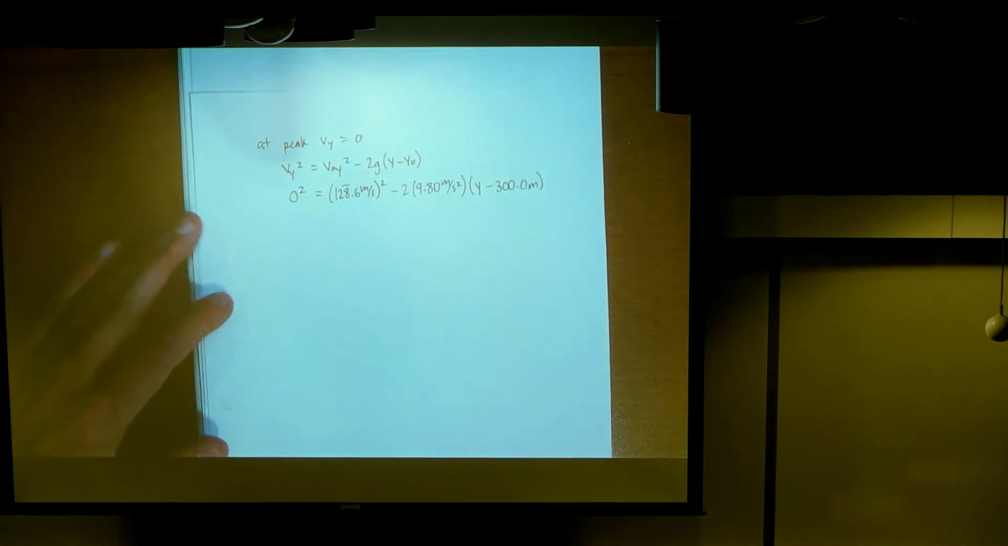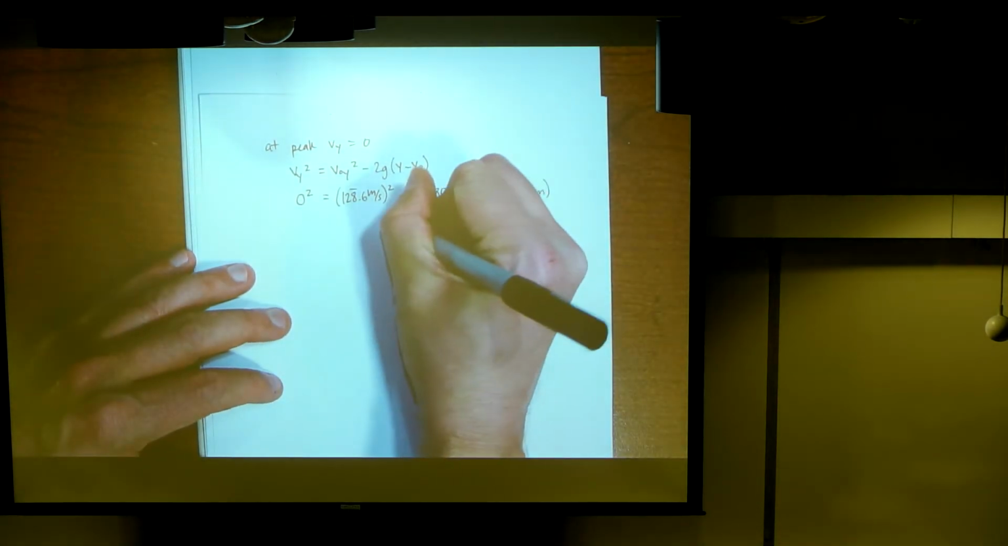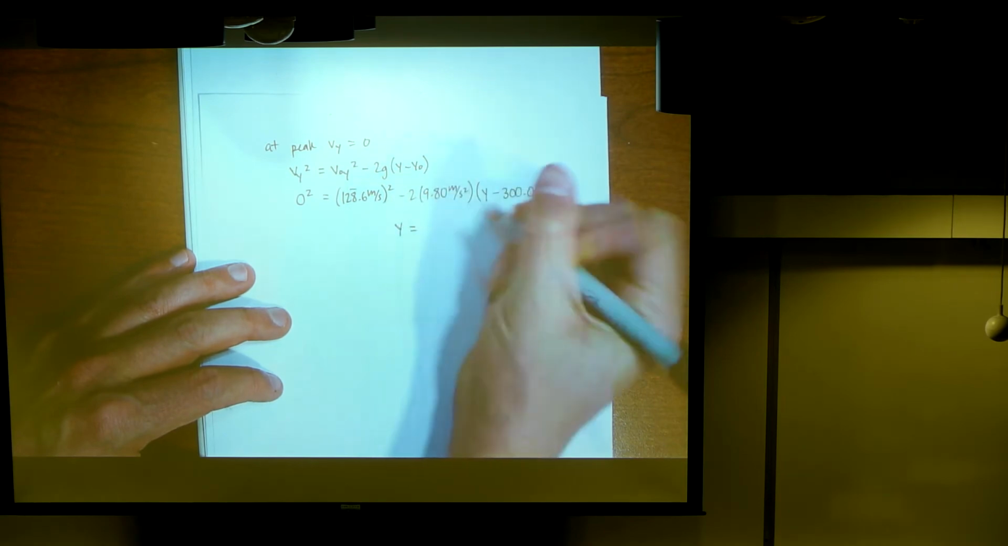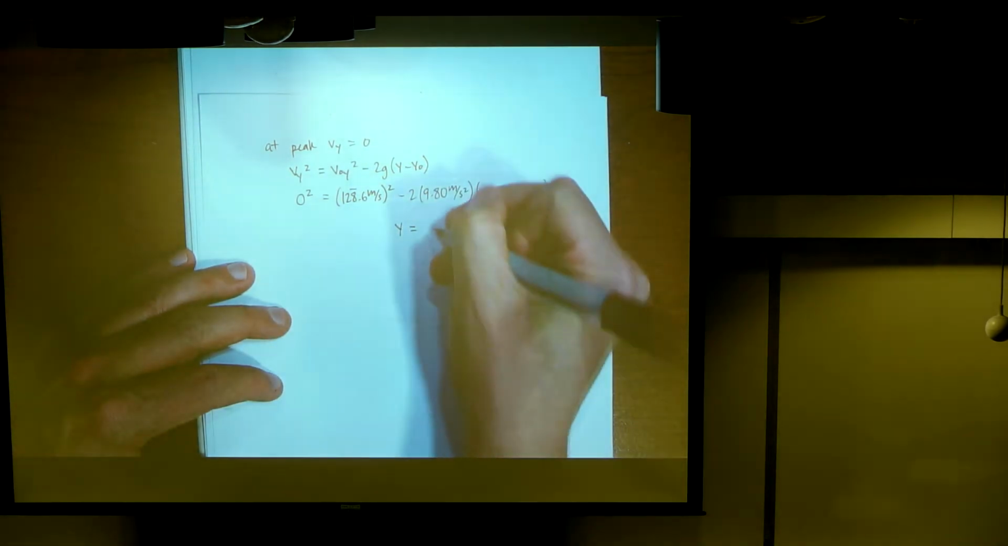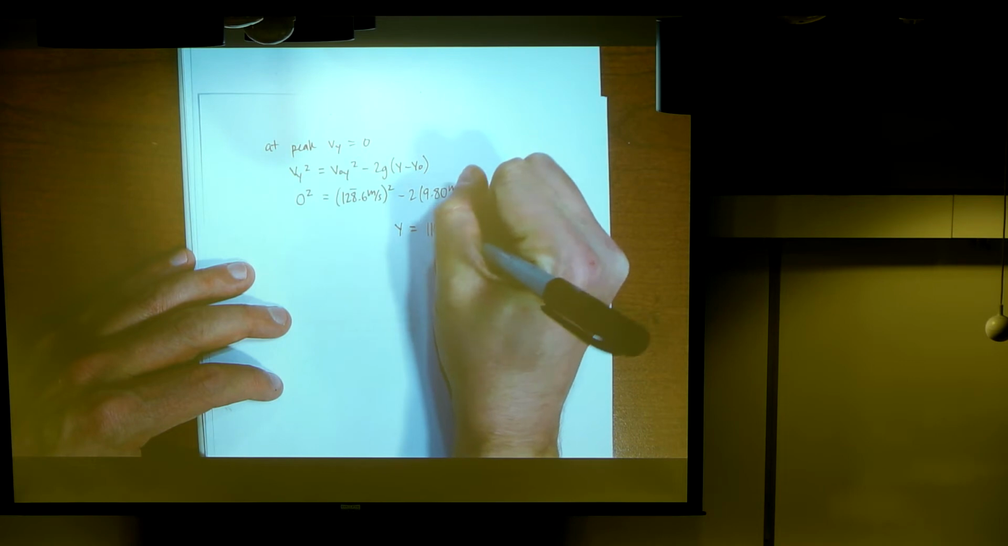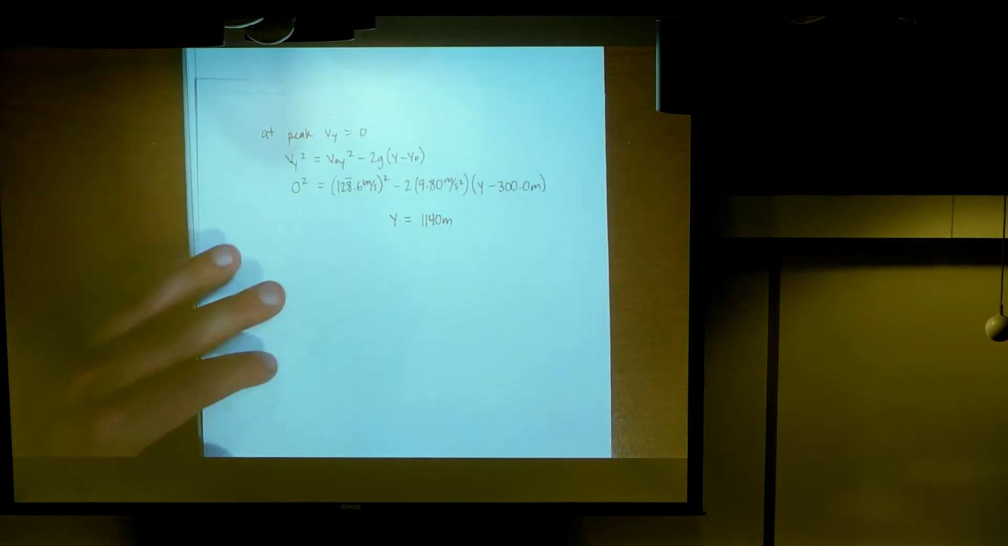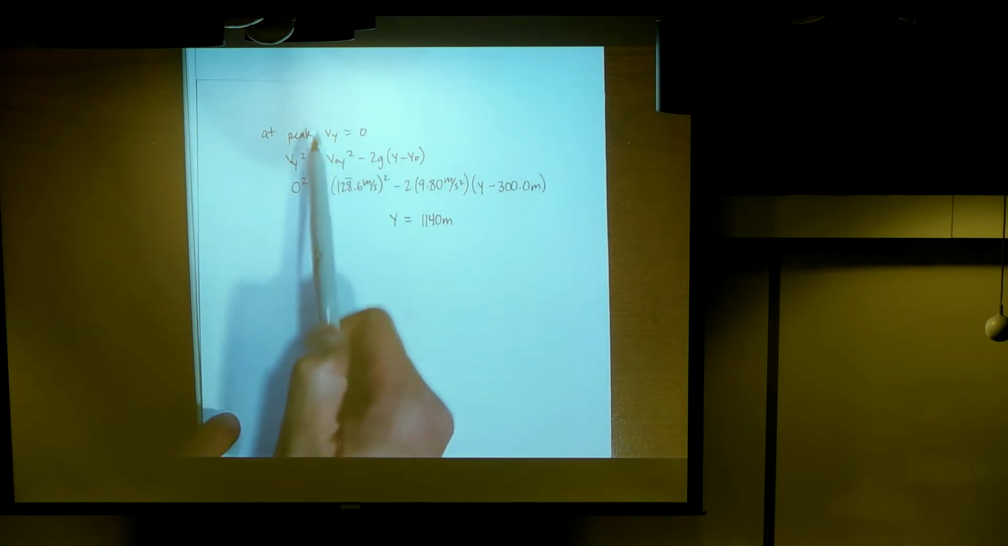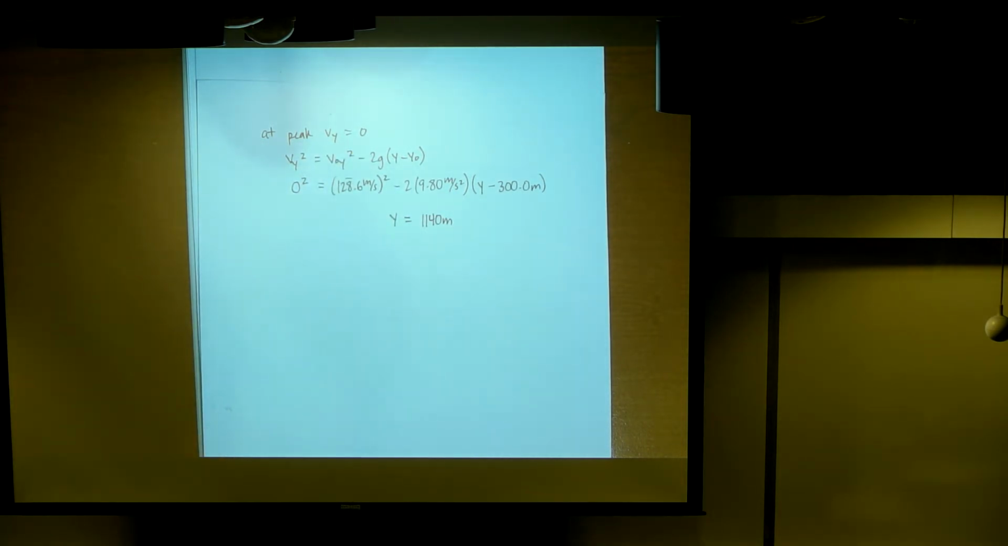So in the interest of saving some time, I'm just going to give you what y comes out to. Some simple algebra to solve for y. It's 1,140 meters above the valley floor. So the really important piece of information, again, is that at the peak, we can set Vy equal to 0.